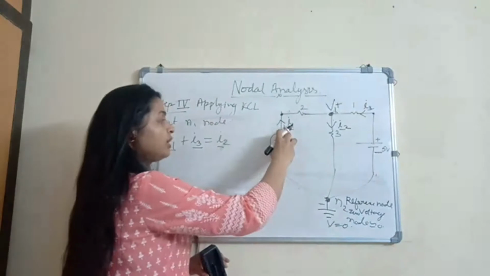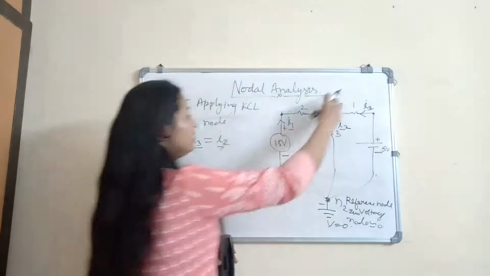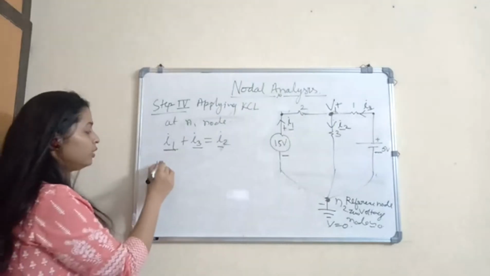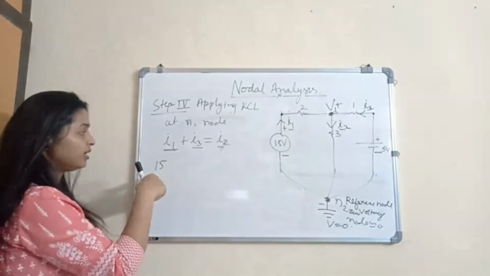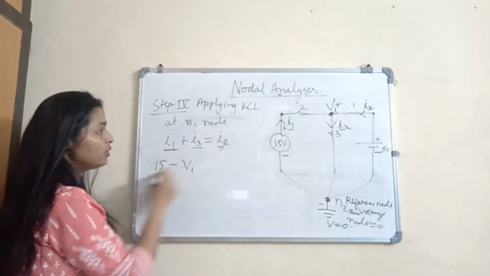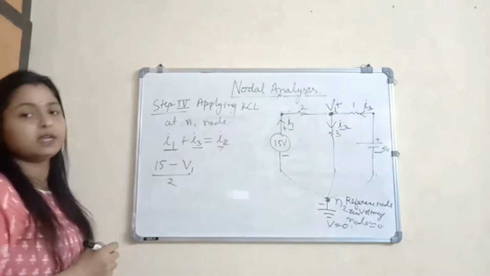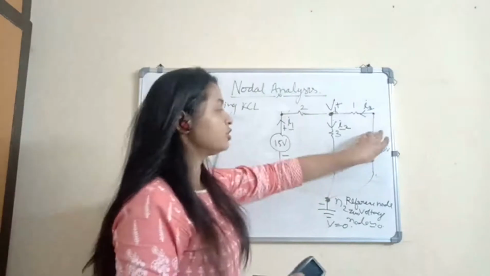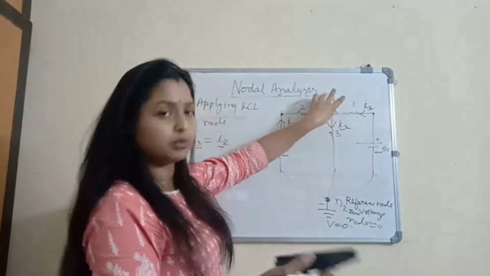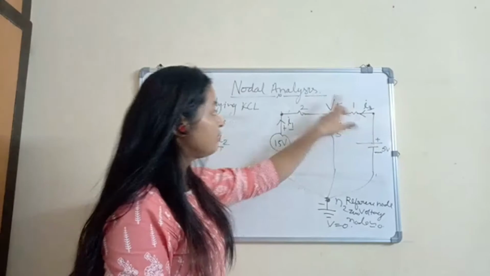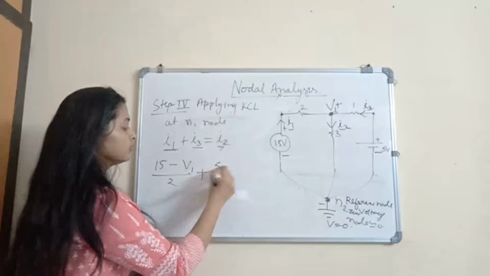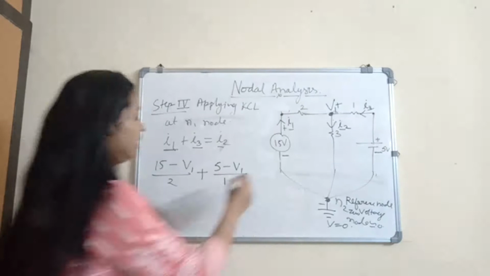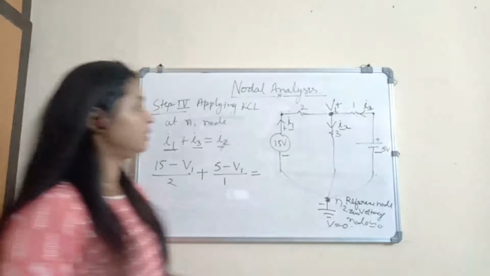So this is my known voltage, which I consider greater. This is my unknown voltage. So how can I write the equation for I1? Known voltage from where I started minus unknown voltage, divided by 2. Okay. Now plus again, this is known 5. This is unknown right now. 5 minus V1 divided by 1 equals to, this is very simple.